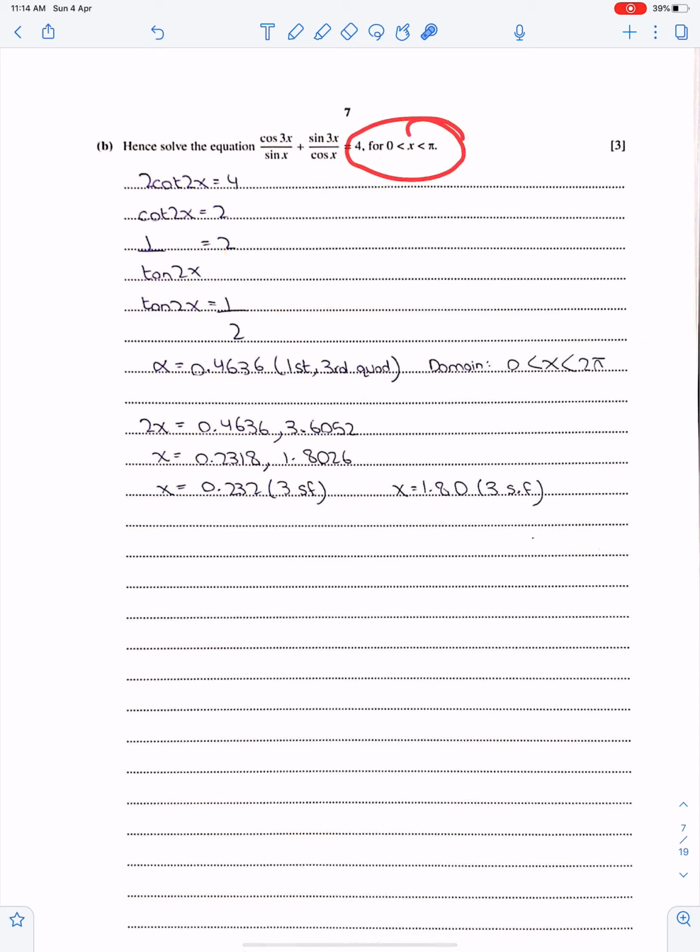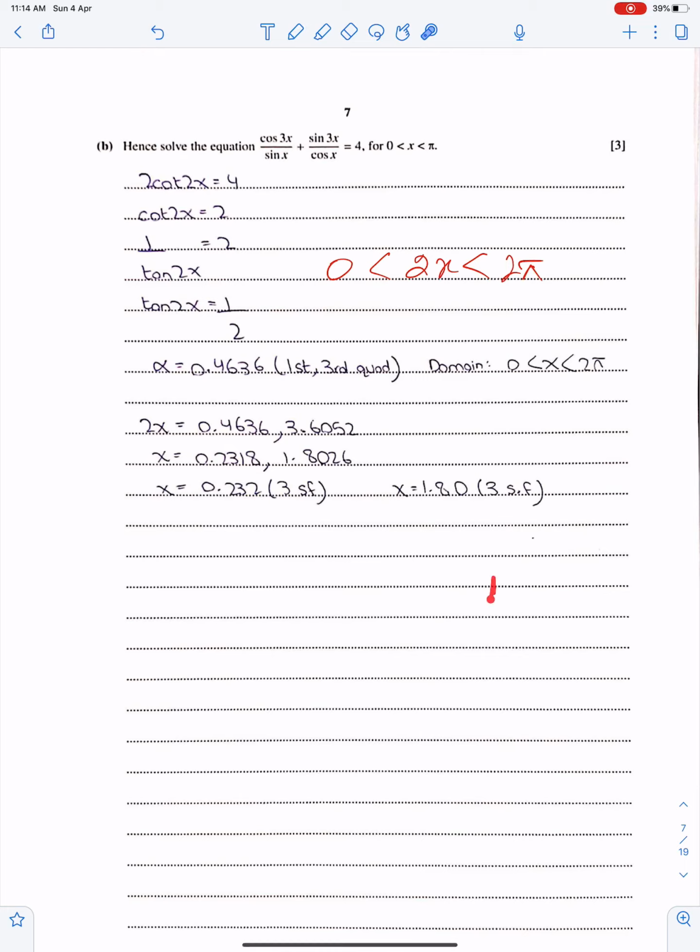And according to this domain, we can only work in first and second quadrant. So we have to work in first quadrant only. We have to change the domain. So the domain will be, because we have 2x here, now we have to work in all 4 quadrants.